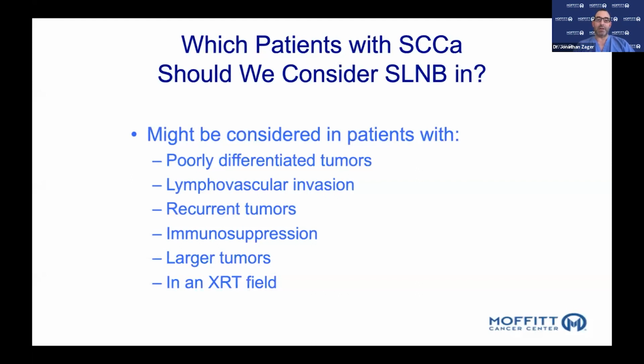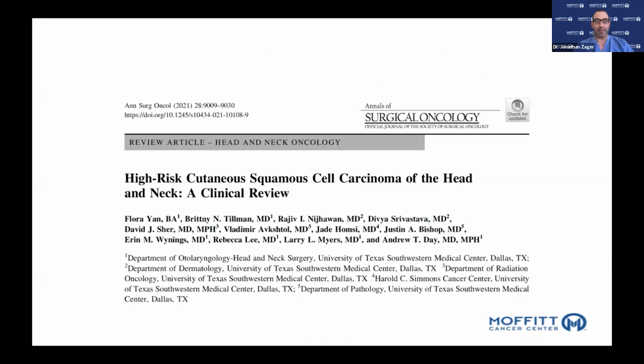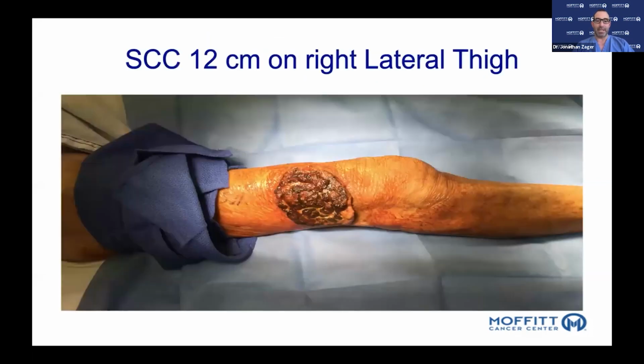But it might be considered in patients with poorly differentiated tumors, lymphovascular invasion where the tumor has already gained access into the lymphatics, recurrent tumors, tumors that are in immunosuppressed patients, large tumors in an irradiated field, or oftentimes multiple of these factors kind of clue us into maybe using sentinel lymph node biopsy.